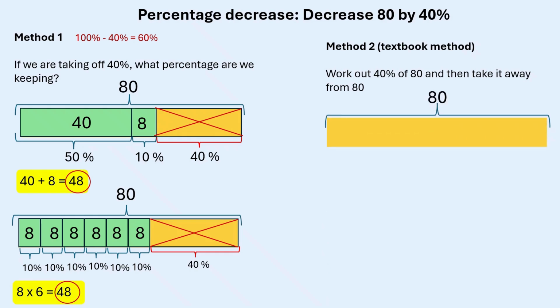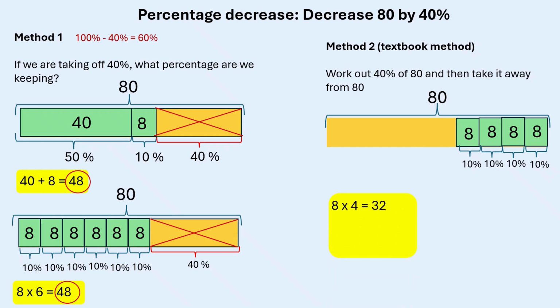So this time we've still got 80 as the whole. I'm going to work out 40%, so I'm going to do that 4 lots of 10%, which is 32, and then I'm going to take that away from 80, which leaves me with 48. So we get the same answer, but just 2 different ways of thinking about it.